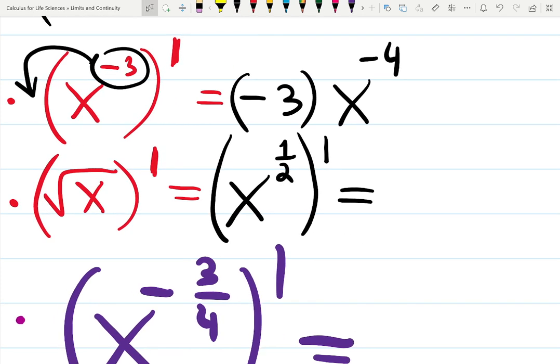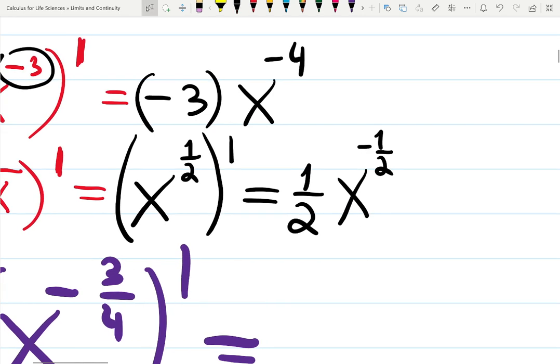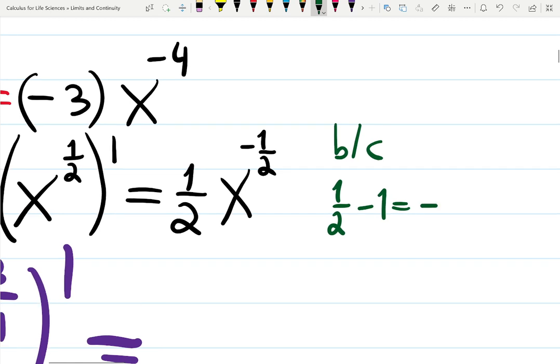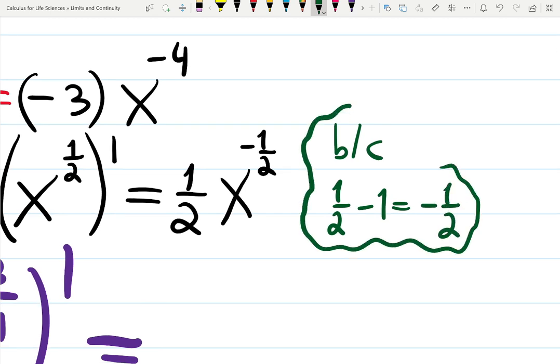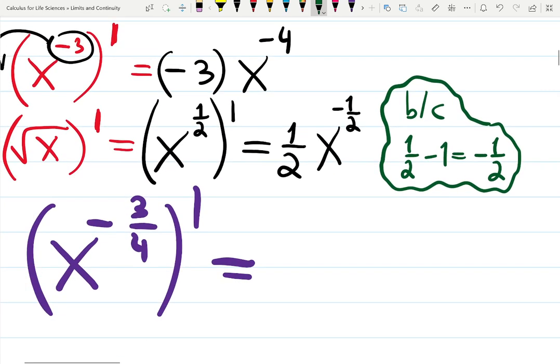Now the rule is still the same. 1/2 goes down, x to what? Negative 1/2. Exactly. I'll make a note only once so you have good notes, because I will do BC. 1/2 minus 1 is negative 1/2. You will do some fractions in this chapter, so get used to it.